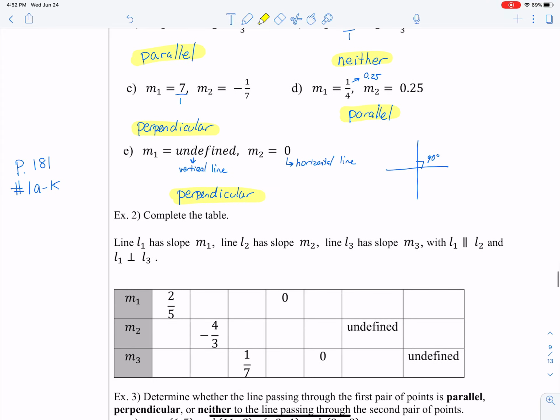All right, so now you're going to go to page 181 and you're going to do number 1, A to K. And in that question, you're going to be saying, are these parallel, perpendicular, neither, similar to what we just did here? And then you'll come back for part 2.